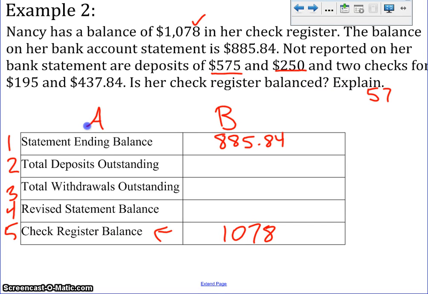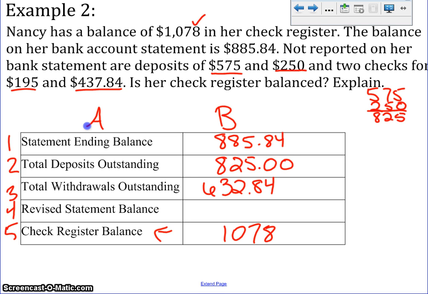We're going to add them together before we put them in, and we find that it's a total of $825, and that's going in for my total outstanding deposits. Finally, we have total outstanding withdrawals. It says 2 checks. They are for $195 and $437.84. If I add those together, I get $632.84.